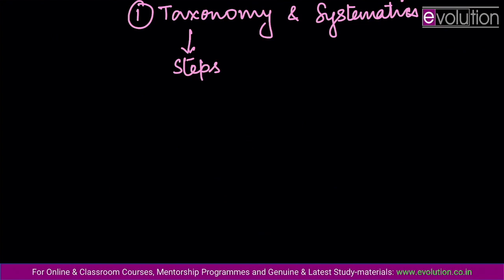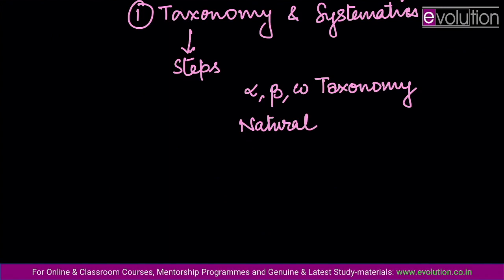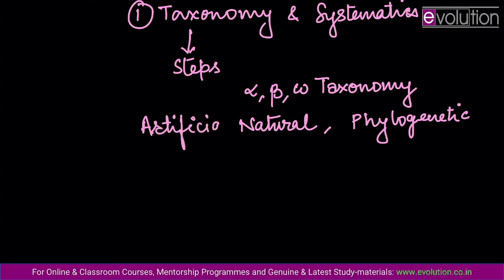then alpha, beta and omega taxonomy, natural, phylogenetic, and the oldest approach was artificial classifications. That's what you need to do.